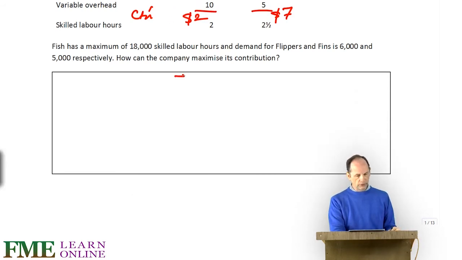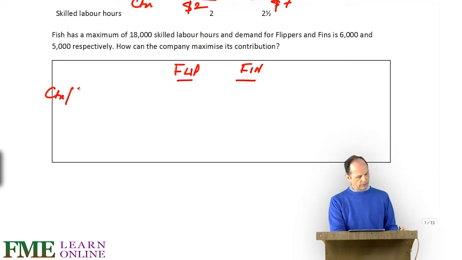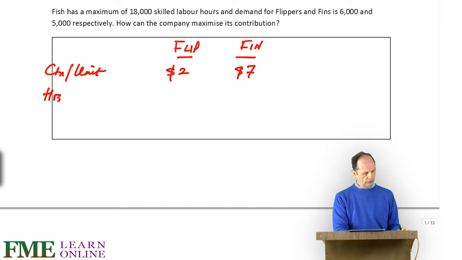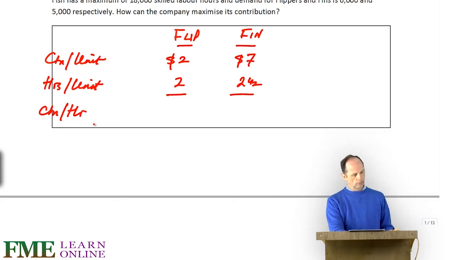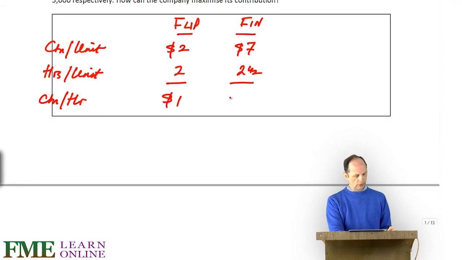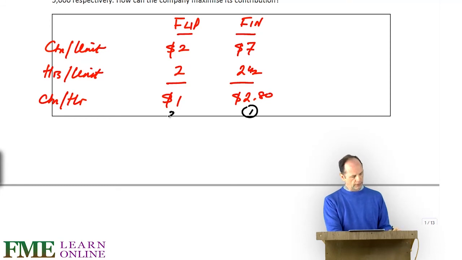So what do we do? Here's the flippers, here's the fins. So contribution per unit we've worked out as being $2 and $7. The skilled hours per unit needed are 2 and 2.5, which means the contribution per hour is $1, and 7 divided by 2.5 is $2.80. Which means in terms of order, I'm going to do that one first and then that one.